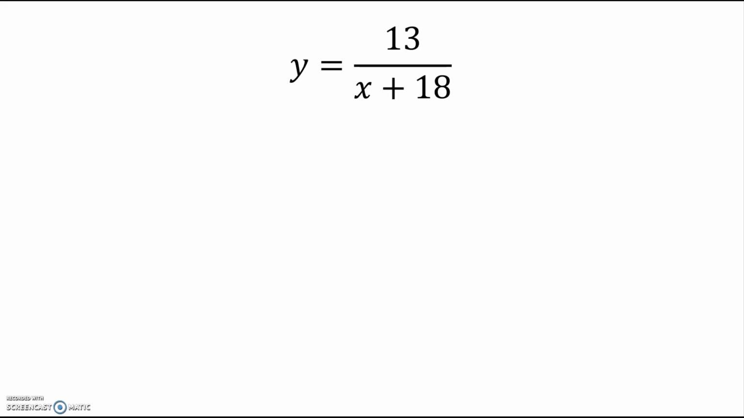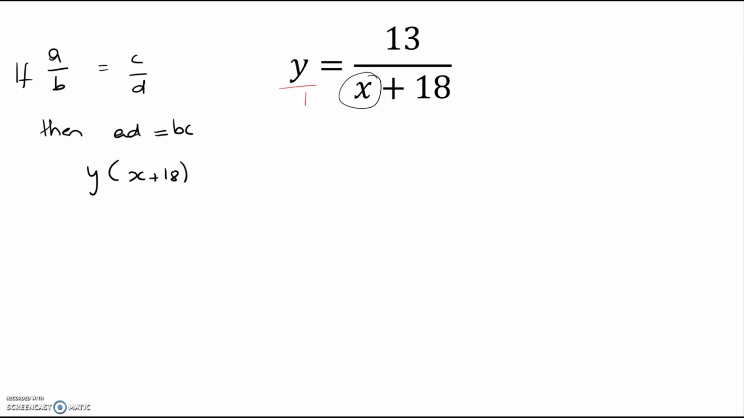We have here, the question was to find x. So really we've got y over 1, and it's a fraction equals a fraction, and if you remember, if a over b equals c over d, then AD equals BC. So y times x plus 18 equals 13 times 1, and we don't need the times 1.